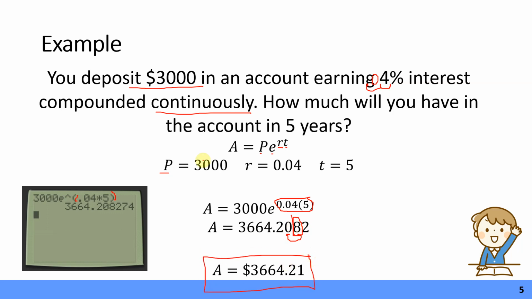So just as a recap, if I go to a bank that is giving you 4% interest compounded continuously, that means that if you start off with $3,000, in 5 years you're going to have $3,664 and 21 cents. So it's all up to you, right? I think $664 extra is a pretty good thing for 5 years. But again, that's why people look at different banking institutions to see which one of them is the best investment option. So that was our first problem.